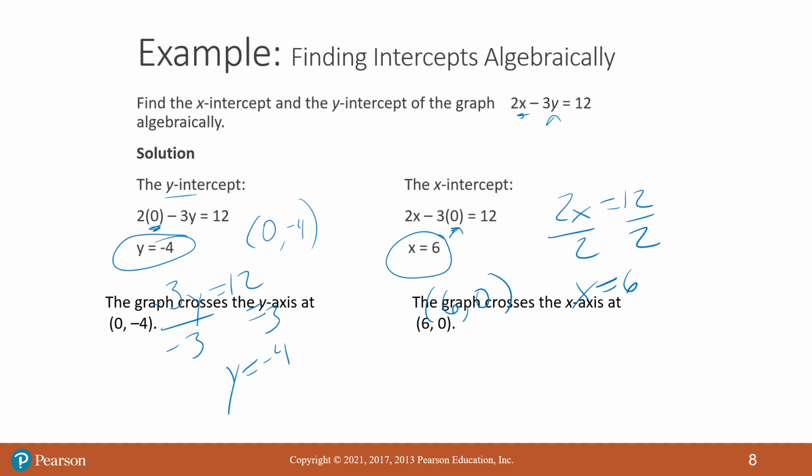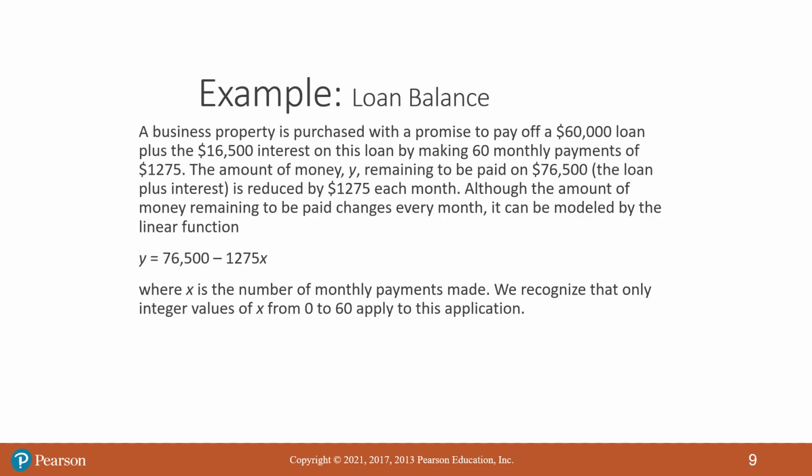You can also see here it says the graph crosses the x or y-axis at 0, -4. The graph crosses the x-axis at 6, 0. And we have found those. Very, very simple. Alright, let's look at the loan balance.